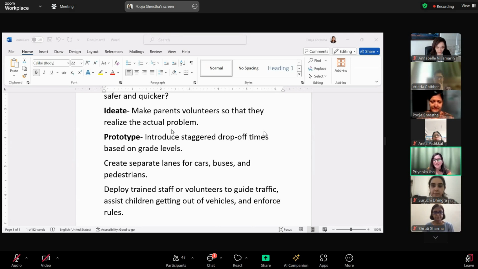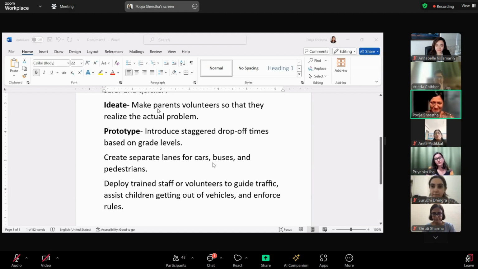Miss Pooja, would you like to add something? And we can create separate lanes for cars, buses, and pedestrians. Then we have teachers at the gates, but we could even have trained staff or volunteers to guide the traffic, and they can assist the children so that parents don't have to leave their cars to drop the children. Someone could go get the children from the car. That way, traffic would go really fast. So this is what our group came up with.